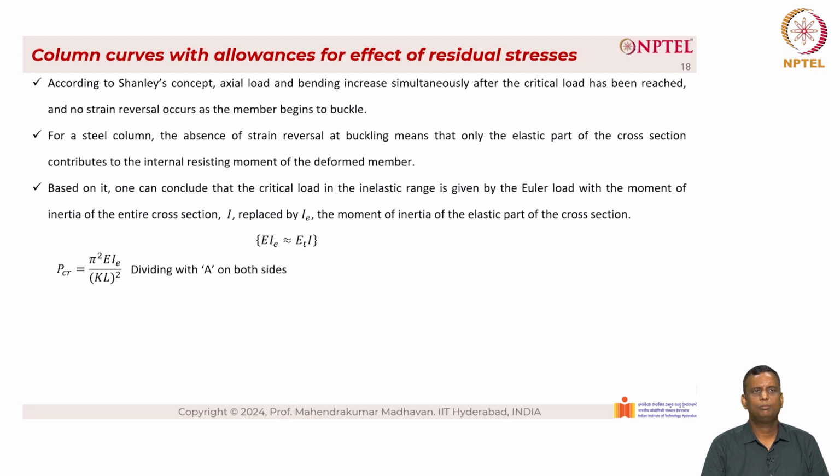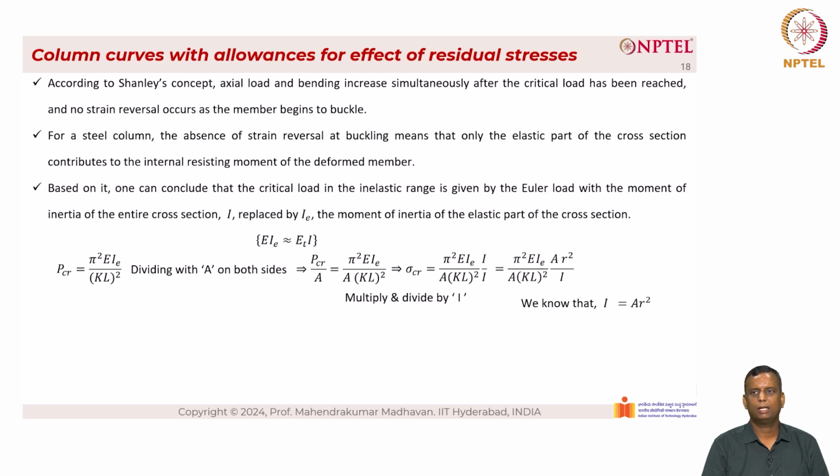So, dividing by A on both sides, we have P critical by A equal to pi square E I sub E divided by A into KL square. We can multiply and divide this equation by I. So, we have sigma critical equal to pi square E divided by A into KL square into I by I. But we also know that I equals A R square. So, substituting I equal to A R square in the numerator, we have pi square E I by A into KL square into A R square by I. So, this A and A get cancelled. So, we have sigma critical equal to pi square E divided by KL by R the whole square into I E divided by I.